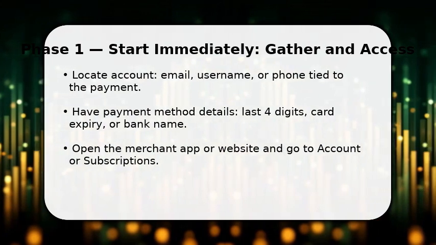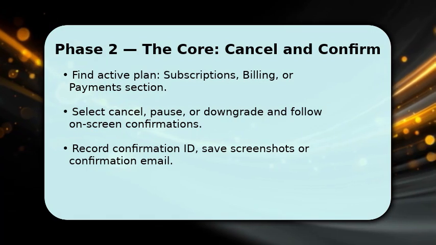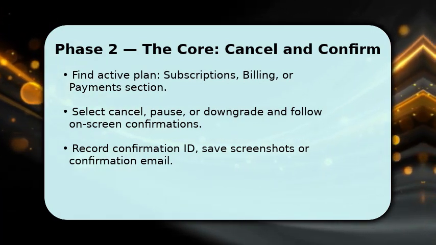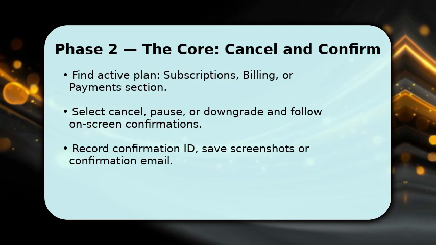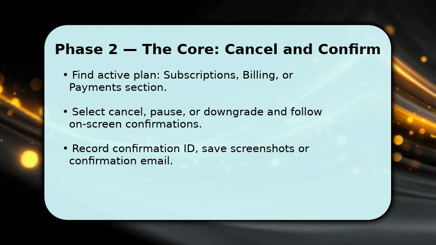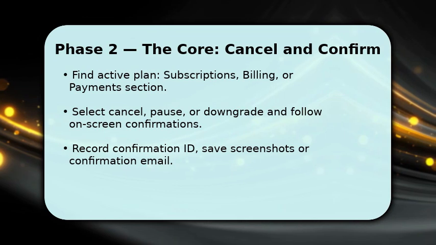future charges. You now locate the active plan under Subscriptions, Billing, or Payments and choose Cancel, Pause, or Downgrade depending on your goal. Cancel stops renewals while Pause may keep benefits short-term. Follow each on-screen confirmation step all the way to the final button, because partial clicks often leave the subscription active.